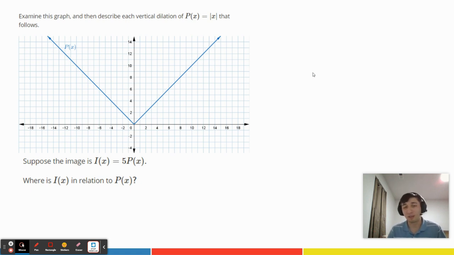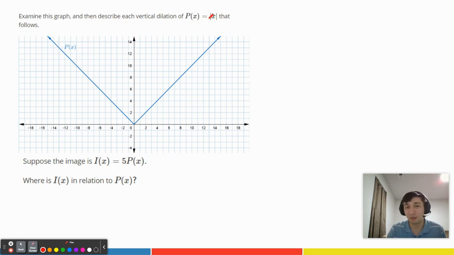But that means there's some sort of change happening. But let's find out what that would look like, especially with something like the absolute value of x. So let's say that our new function is going to be 5 times p of x, the parent.